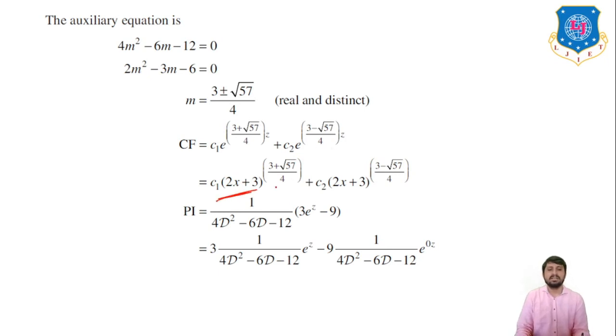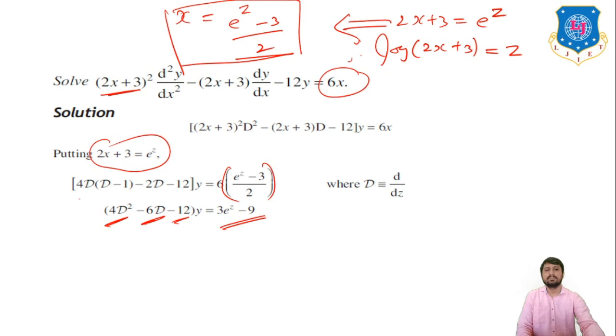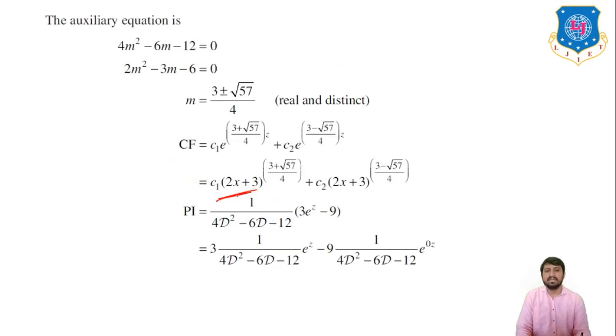So this is c1 e raised to 3 plus root 57 by 4 into z plus c2 e raised to 3 minus root 57 by 4 into z. Okay, because here we have, the value is, see, x is nothing but e raised to z minus 3 by 2. So 2x plus 3 raised to 3 plus root 57 by 4, okay, into z, and here also e raised to z is 2x plus 3, so that's why 2x plus 3 raised to 3 minus root 57 by 4.